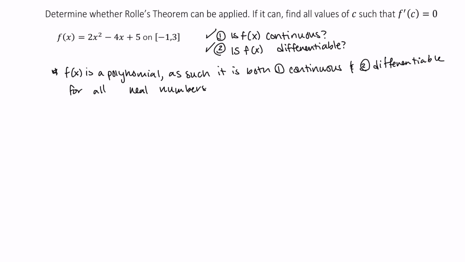Okay, so let's find the derivative of our function f of x, which is equal to 2x squared minus 4x plus 5. So f prime of x is equal to 4x minus 4. Where is this equal to 0? That is, where's f prime of x equals 0? Well, that's when 4x minus 4 equals 0. Equivalently, that's x minus 1 equal to 0. So the only spot is x equals 1.